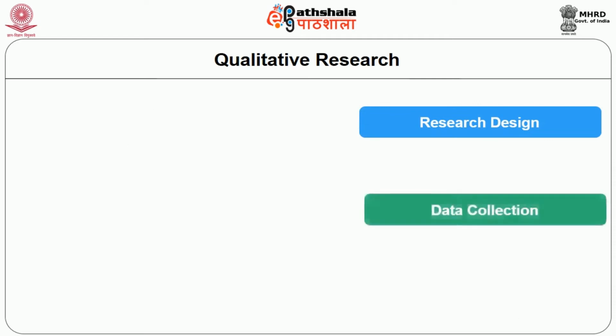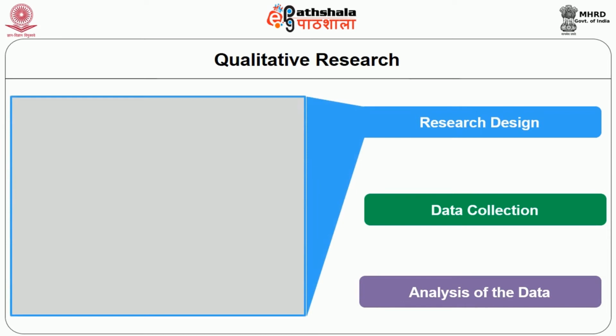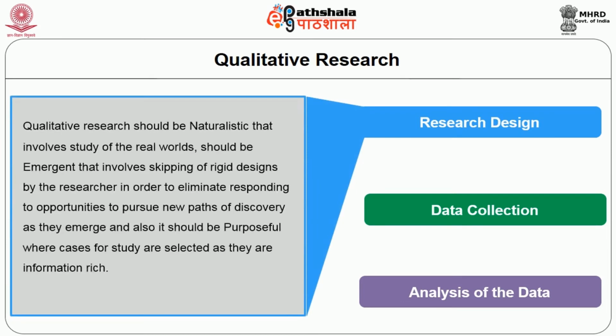There are three key elements that define qualitative research. The first one is research design. Qualitative research should be naturalistic, that involves study of the real world; should be emergent, that involves skipping off rigid designs by the researcher in order to respond to opportunities to pursue new paths of discovery as they emerge; and also it should be purposeful, where cases for study are selected as they are information rich.